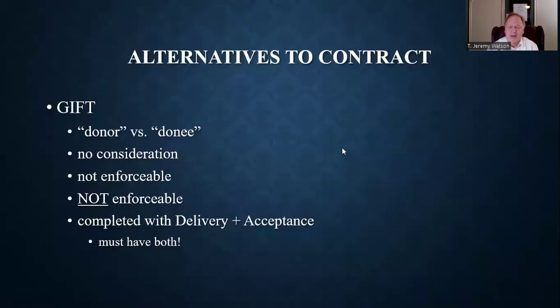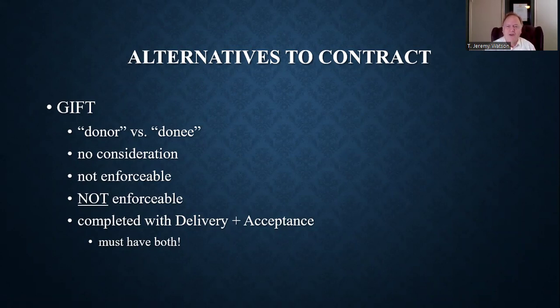A gift, your book puts this under alternatives to contract. Make sure you understand that not all of these alternatives to contract are the same. Some of these alternatives to contract can be enforced, but not a gift. A gift is unenforceable.